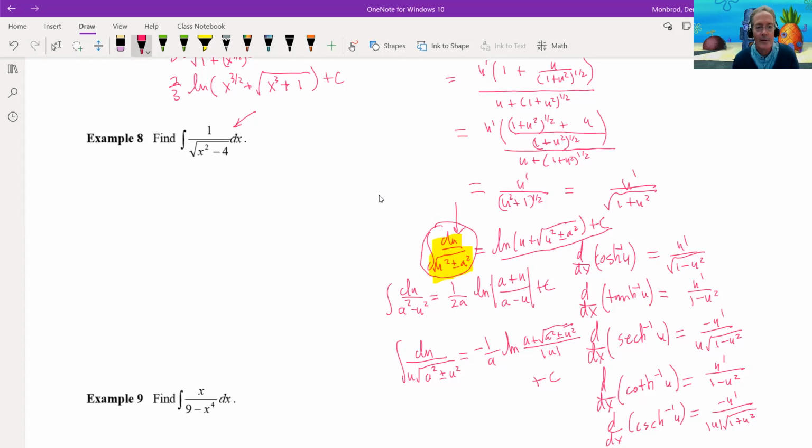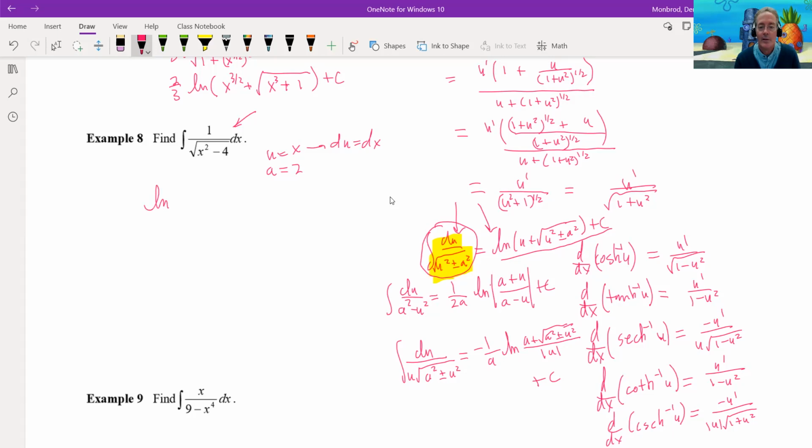Okay, in fact, it's a little bit simpler than my last problem, because I see that my u is actually just plain old x, right? And of course, I see my a is a 2. But it is this form, so my du is dx. So I have the form exactly what I need. It's already in the form du over u squared minus a squared. So I can jump right into my formula here.